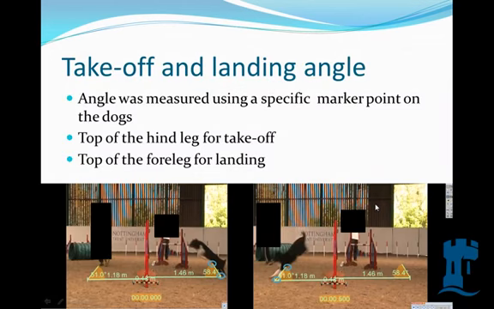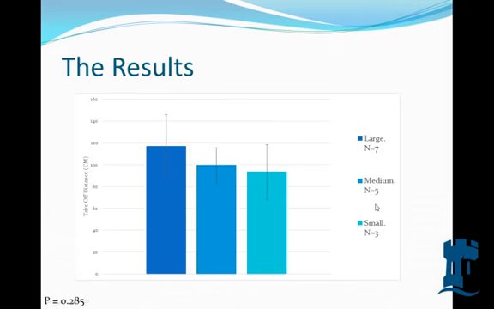Take-off and landing angle was measured using a specific marker point on the dog. It was measured from the pole of the jump, the line that I'd used for distance. That was measured as sort of the bottom to make the angle. For the take-off angle, the top of the hind leg was used as a marker on the dog, and for the landing angle, it was the top of the foreleg, as you can see in both those two images.